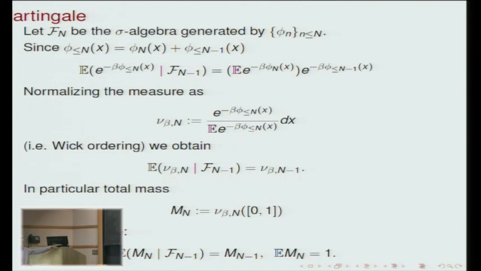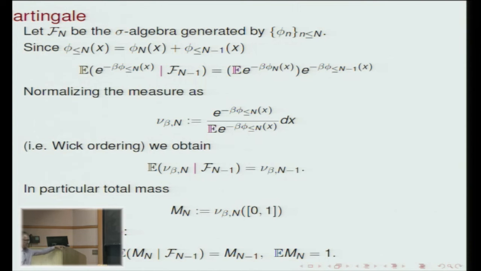So if you normalize the measure by dividing by the expected value, as Jürg was anticipating, then you actually have a martingale. Namely, the conditional expectation of the measure with ultraviolet cutoff n is the measure with ultraviolet cutoff n minus 1. This is just weak ordering in the language of Gaussian processes. In particular, if I look at the total mass of the measure, let me be on the unit interval for simplicity for the rest of the talk, then that's a number. That's an ordinary martingale with expected value 1, because after all, the expected value of my measure is just Lebesgue measure, and its integral is 1.